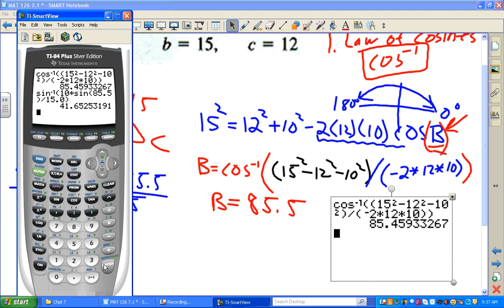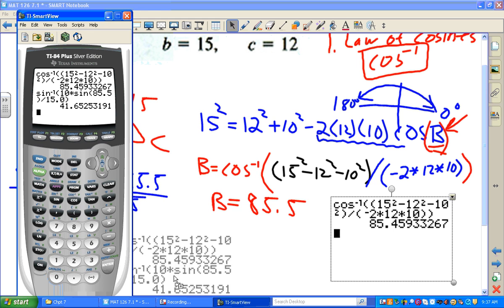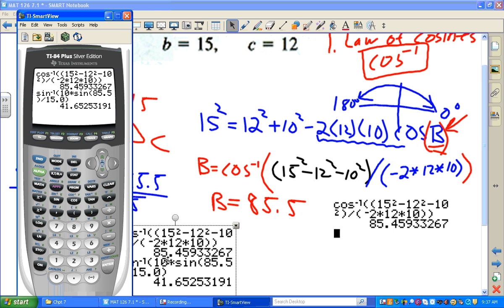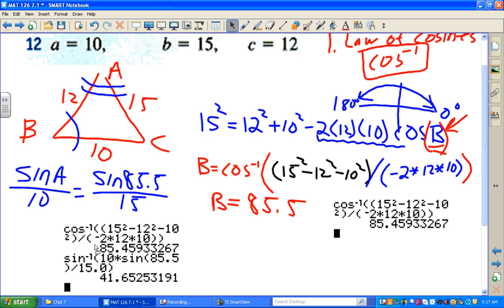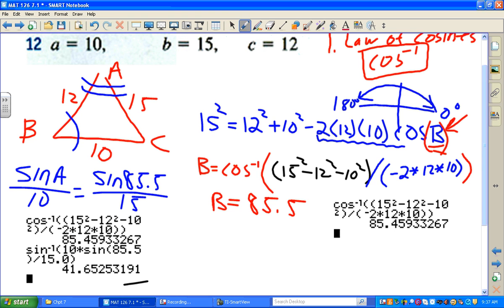Anybody get 41.7? Nice. What'd we get, John? Did you punch it out? Good. All right, so it's 41.7 for A. What is C going to be then? What is it? 52.8. Okay?